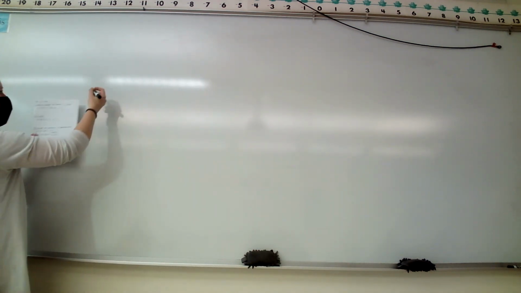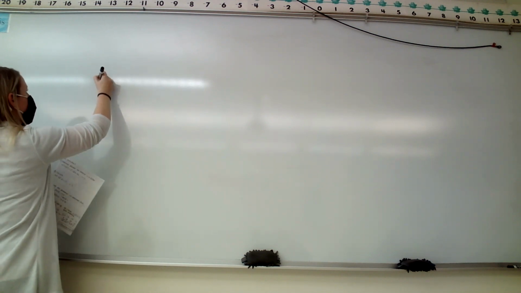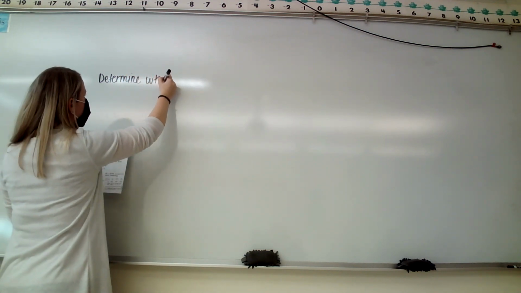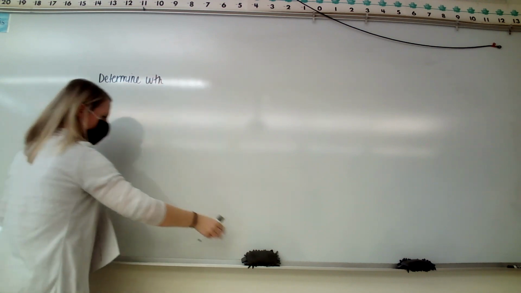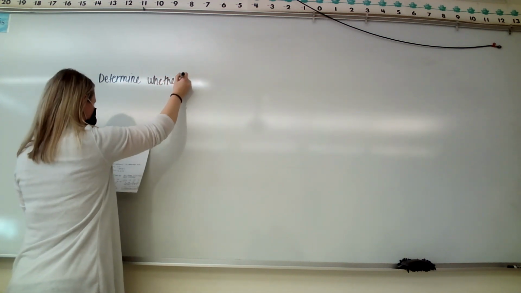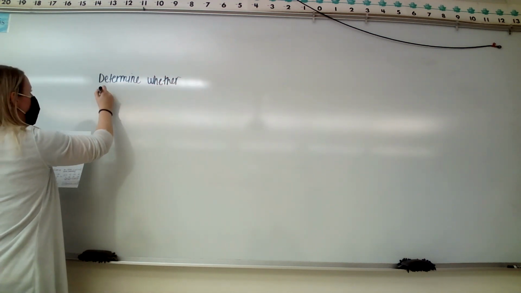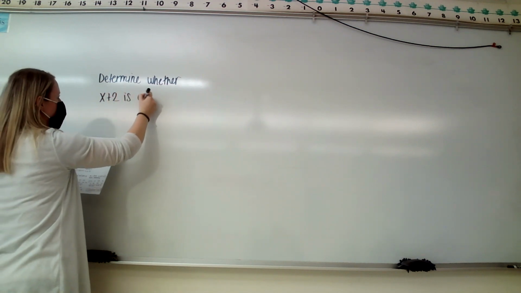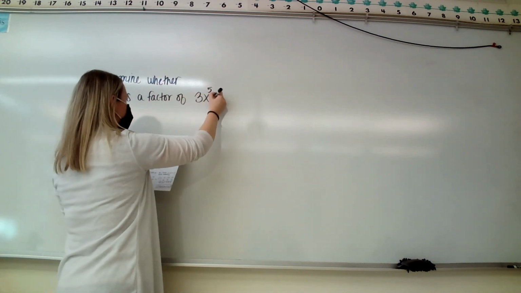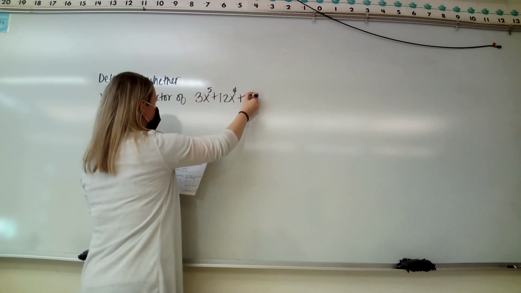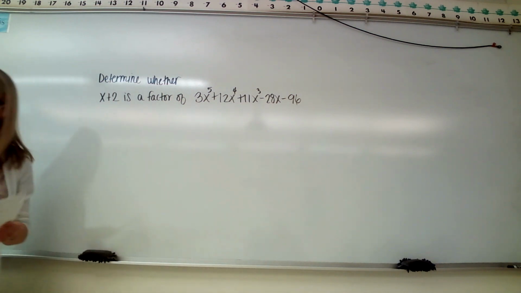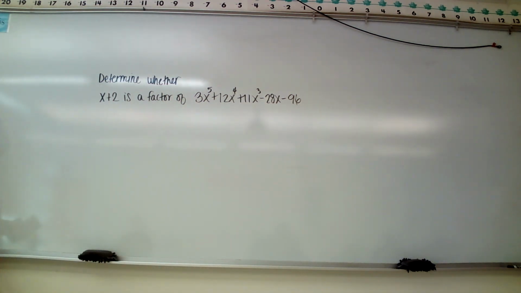I'll start right there. Okay, let me say: determine whether x plus 2 is a factor of 3x to the 5th plus 12x to the 4th plus 11x to the 3rd minus 28x minus 96. We couldn't make it easy. I didn't answer the first one, but there you go. So I'm grabbing my calculator for this one too.